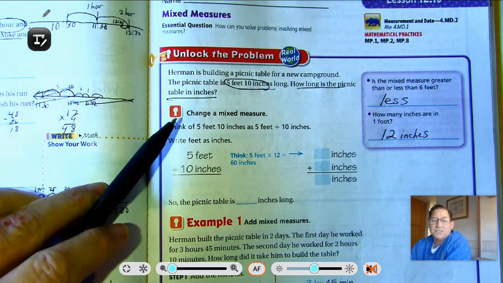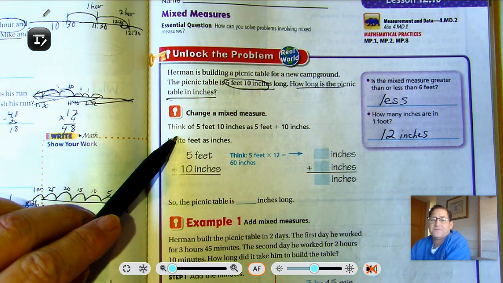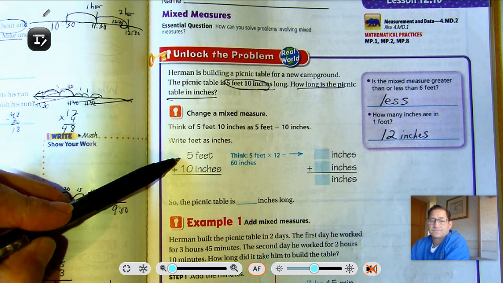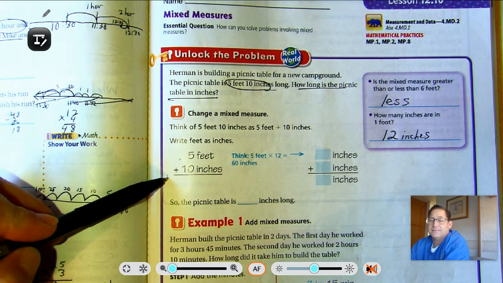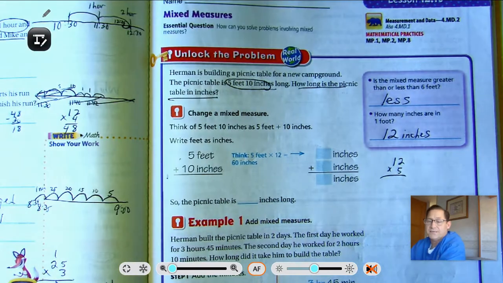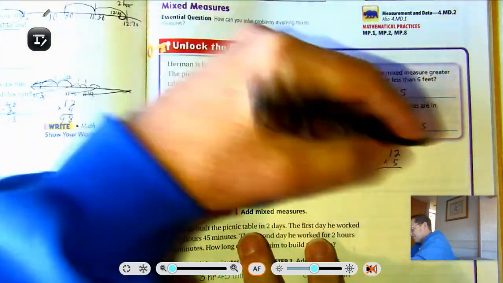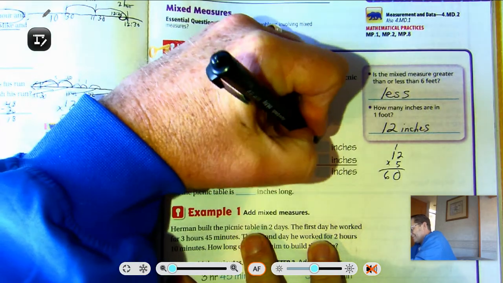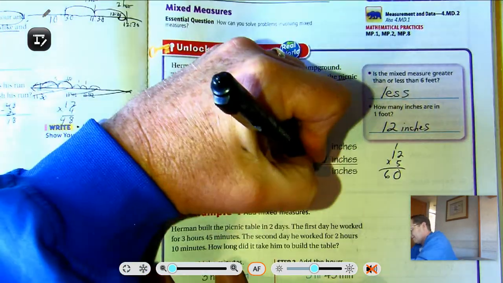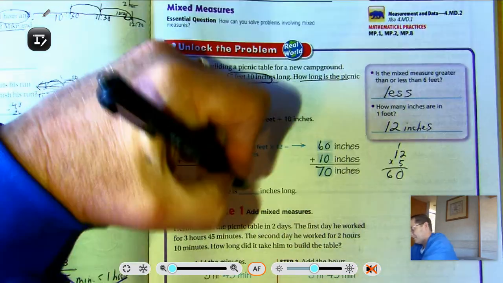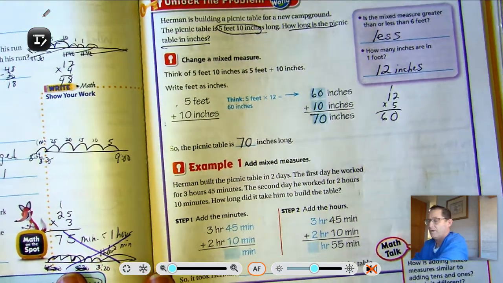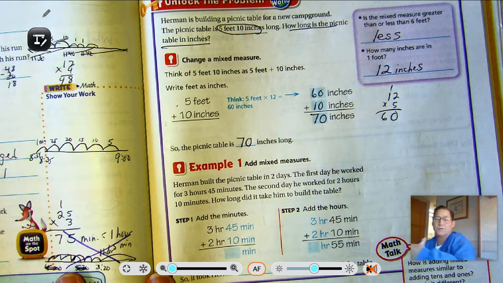Okay, so change a mixed measure. Think of 5 feet 10 inches as 5 feet plus 10 inches. So we can write feet as inches and then add the additional 10 inches. So 5 times 12, because there's 12 inches in a foot, and we have 5 feet, so 5 sets of 12 gives us 60 inches. Plus the additional 10 inches gives us 70 inches. So the picnic table is 70 inches. All right, so that's a basic one for if you're changing from one unit to another unit.